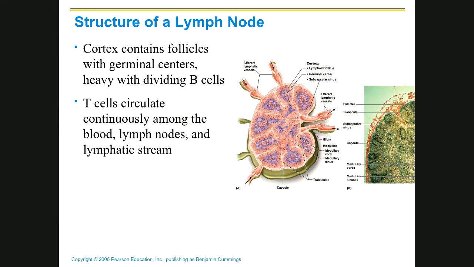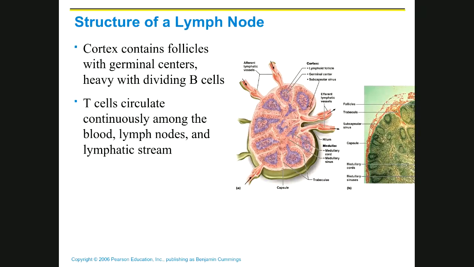So if you look over here, again, every little black dot you see is a white blood cell. Here's our afferent, here's our efferent. There's our cortex, and there's the medulla. If you look in the cortex, there are these circular-like structures. These are called germinal centers, and they have tons and tons of B cells there.